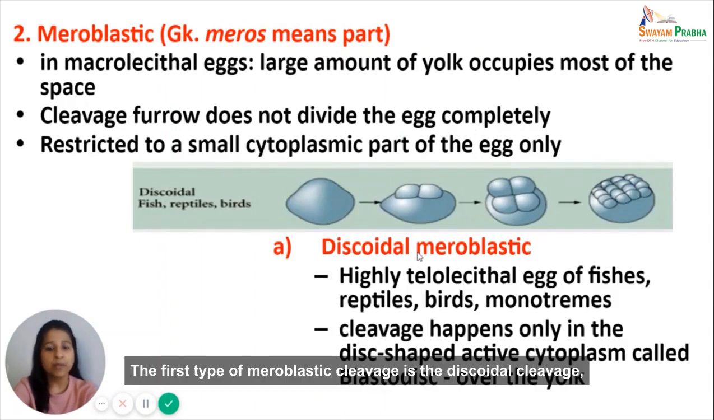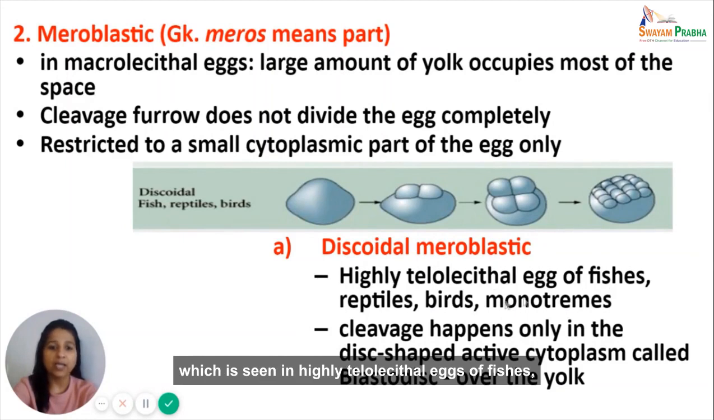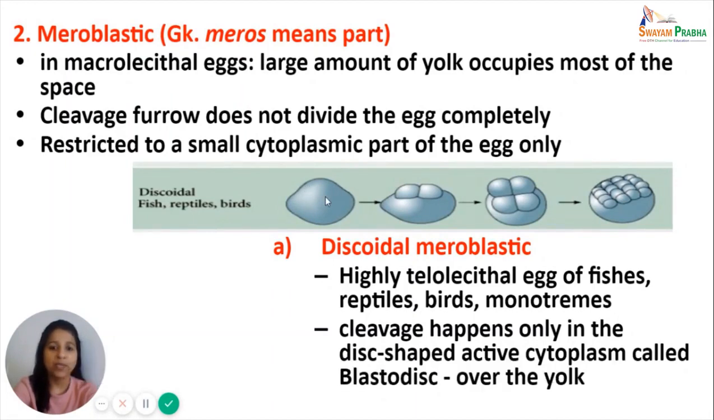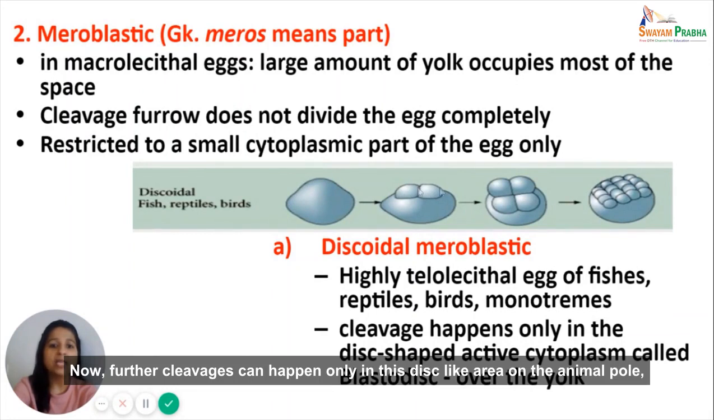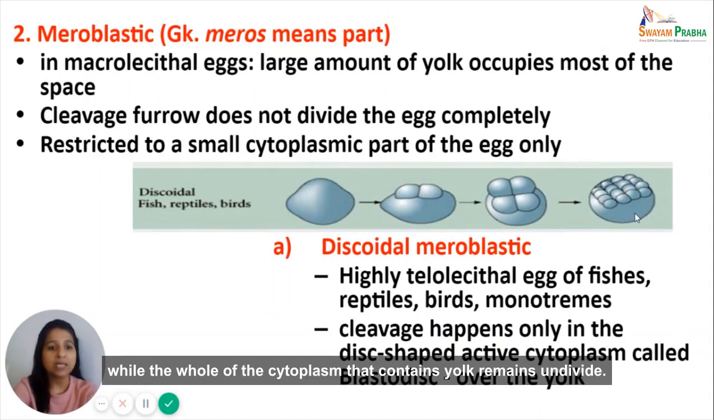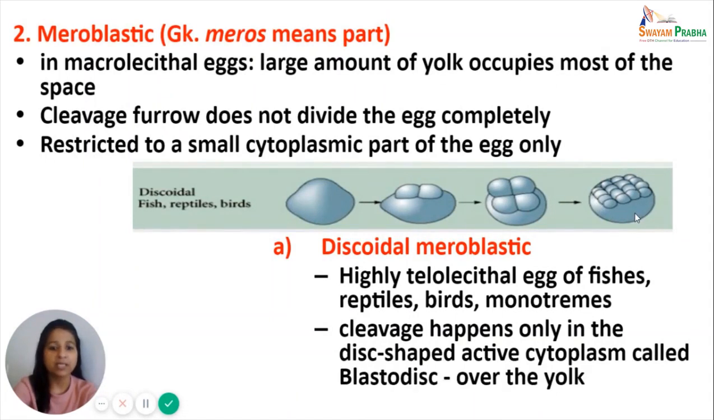The first type of meroblastic cleavage is the discoidal cleavage, which is seen in highly telolecithal eggs of fishes, reptiles, birds, and monotremes. Here, as we can see in the diagram also, most of the egg cytoplasm is covered with yolk, leaving only a small disc-shaped active cytoplasm at the animal pole. Now, further cleavages can happen only in this disc-like area on the animal pole, producing all the blastomeres which are accumulated at the animal pole only, while the whole of the cytoplasm that contains yolk remains undivided.